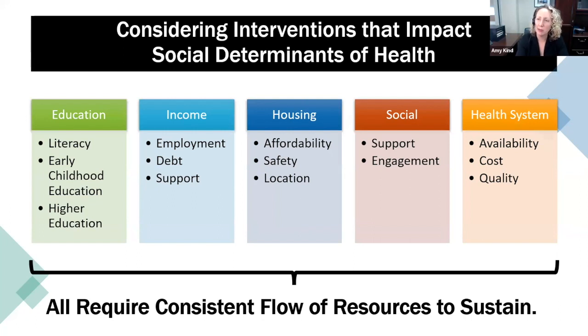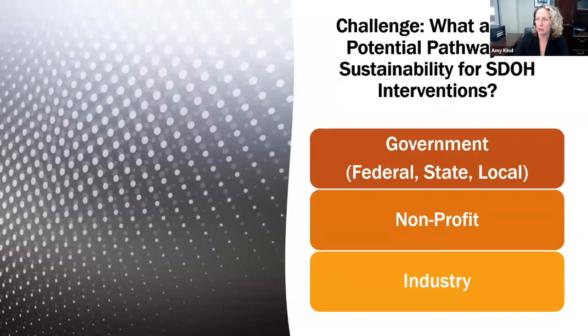So just to give you a little background then, if we were to try to intervene on education, for instance, early childhood education programs have a really big impact. Housing affordability programs, different types of social support programs for older adults, these things are all important. But the real question is who pays for them? Who supports them? All of these things require a lot of money and resources to sustain, and yet often they're desperately underfunded, as we all know.